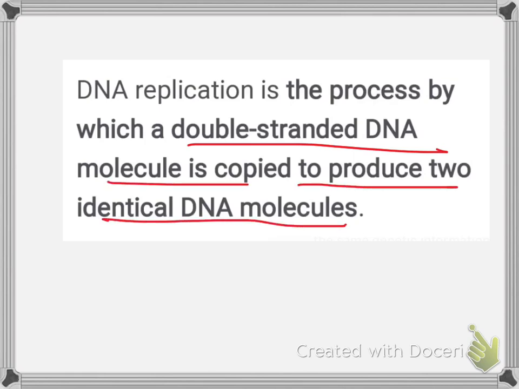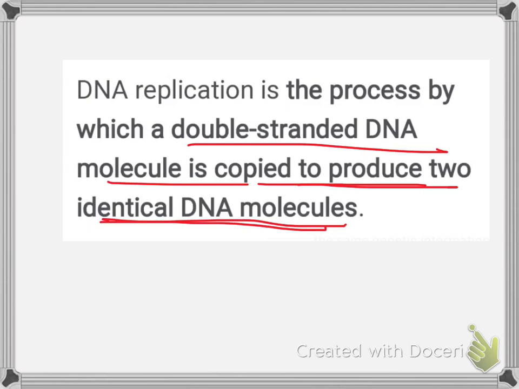DNA molecules. So, from one DNA molecule, we get two DNA molecules, identical copies of DNA molecules. So, it is the process by which a double-stranded DNA molecule is copied to produce two identical DNA molecules.